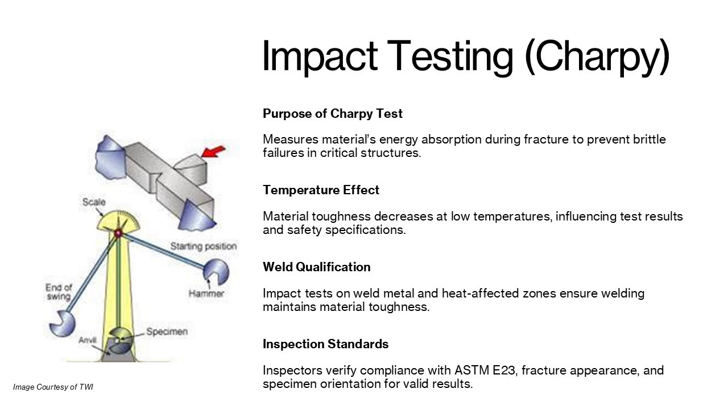Project specifications often mandate minimum impact values at designated test temperatures such as -20 degrees Celsius, -29 degrees Celsius, or -46 degrees Celsius, depending on service conditions. During weld qualification, impact tests are performed on both weld metal and heat-affected zones, ensuring that welding does not reduce toughness below acceptable limits. Inspectors must verify compliance with ASTM E23, check fracture appearance percentages, and confirm that specimens are oriented correctly relative to the rolling direction.